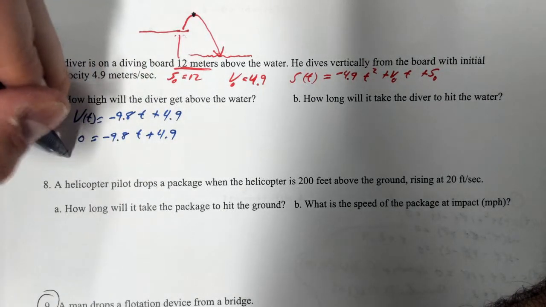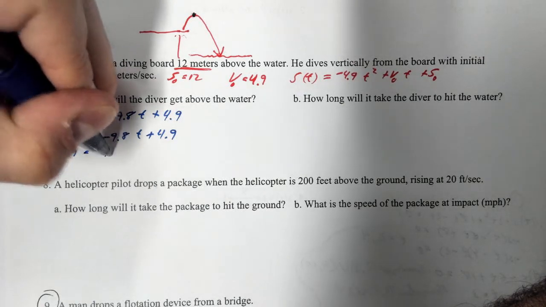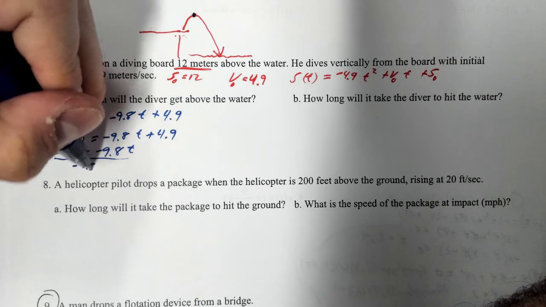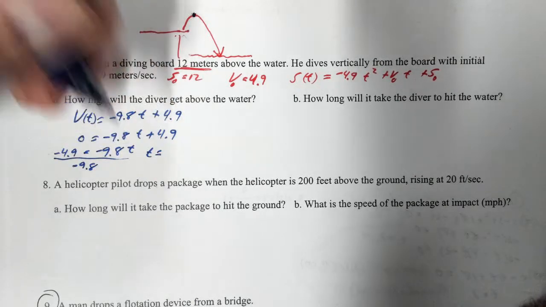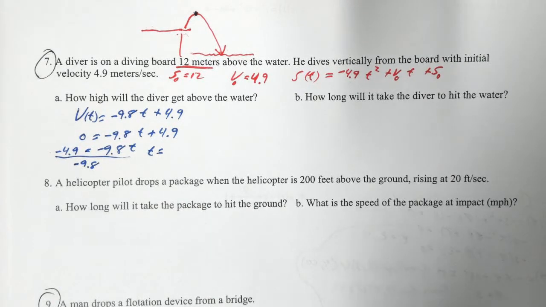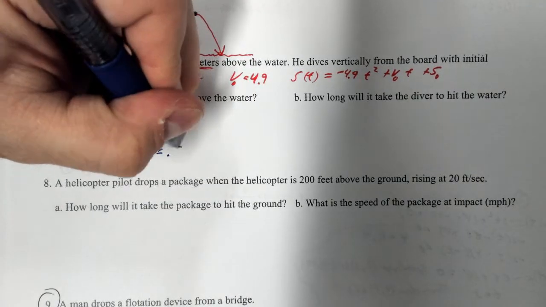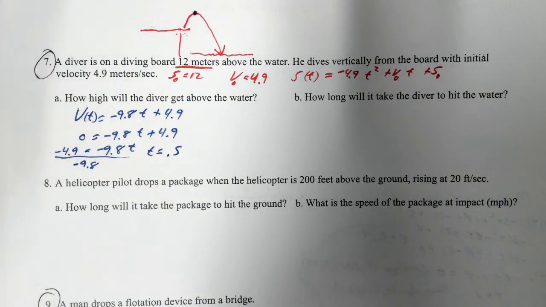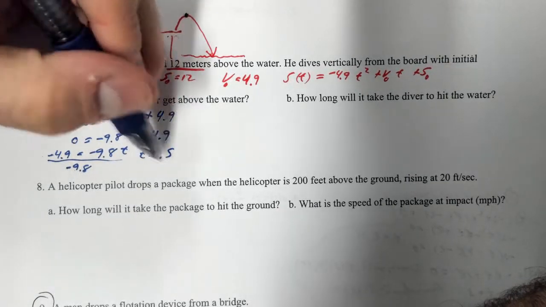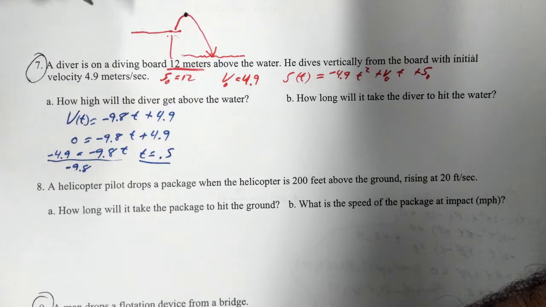Move that over: negative 4.9 equals negative 9.8 t, divided by negative 9.8, and t will equal, using my calculator because you're allowed to do that on this section, negative 4.9 divided by negative 9.8, and we get 0.5, so t is 0.5 seconds. That should have been obvious, 4.9 is half of 9.8. Okay, this isn't the final answer for this part. This is the time at which he hits his maximum.